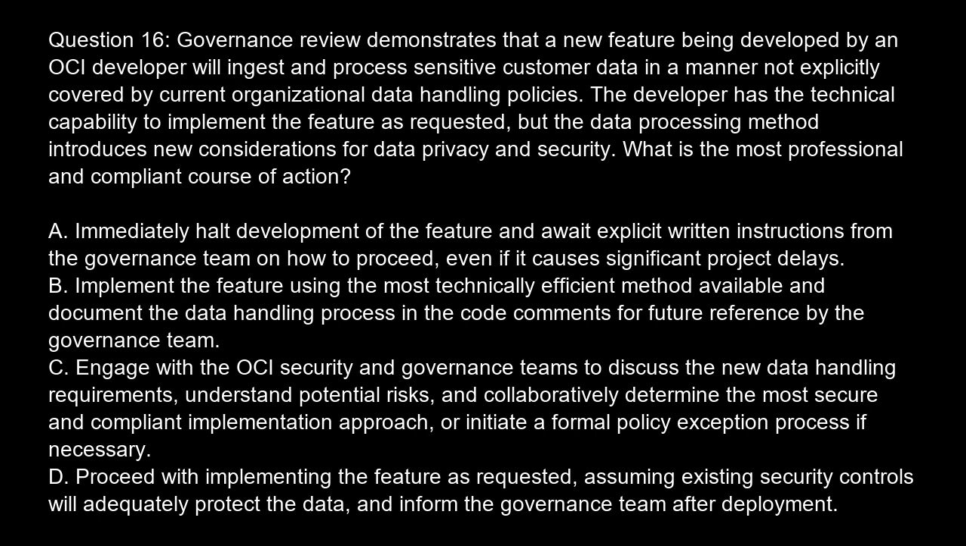Option C. Engage with the OCI security and governance teams to discuss the new data handling requirements, understand potential risks, and collaboratively determine the most secure and compliant implementation approach, or initiate a formal policy exception process if necessary. Option D. Proceed with implementing the feature as requested, assuming existing security controls will adequately protect the data, and inform the governance team after deployment.